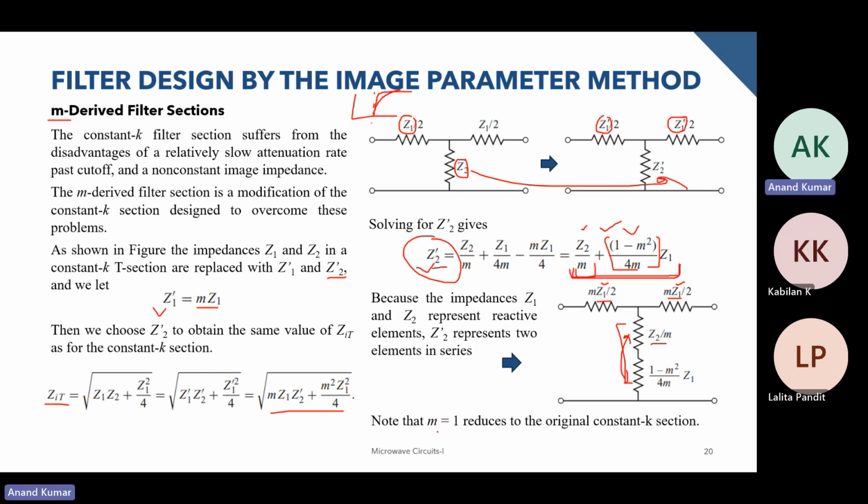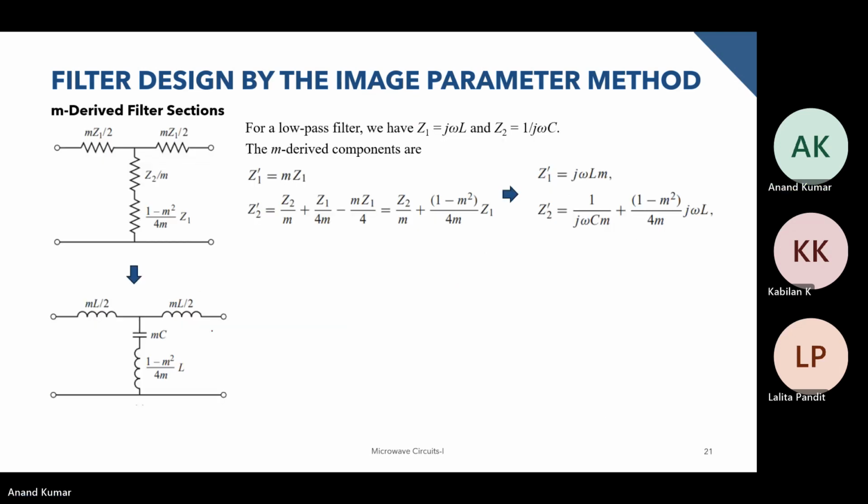And for M equal to 1, this reduces to the original constant K section. So if you put M equal to 1, this thing will go away, and this will become Z1 by 2 and Z1 by 2 over here. So we discussed how we modified, we got this particular circuit from the constant K, and now we had the expression for Z1 dash and Z2 dash.